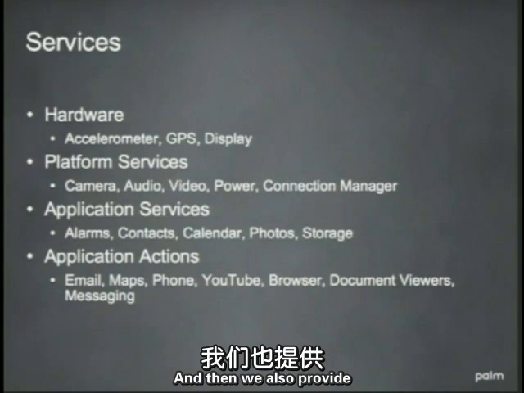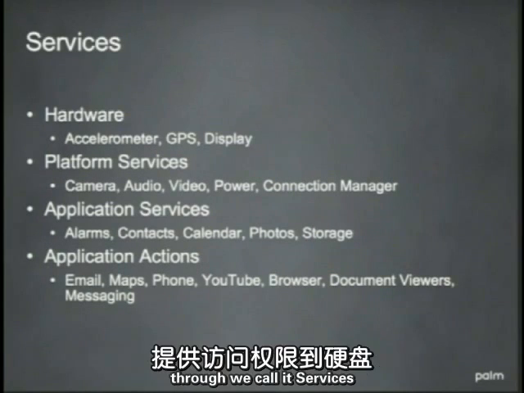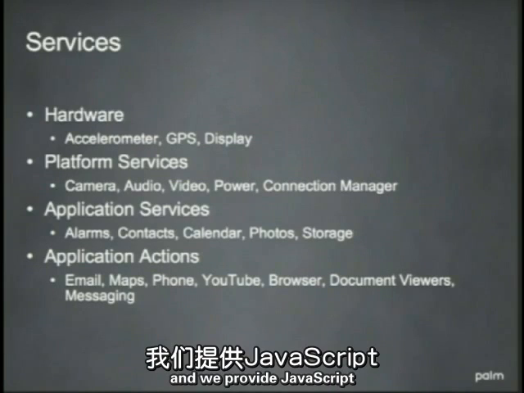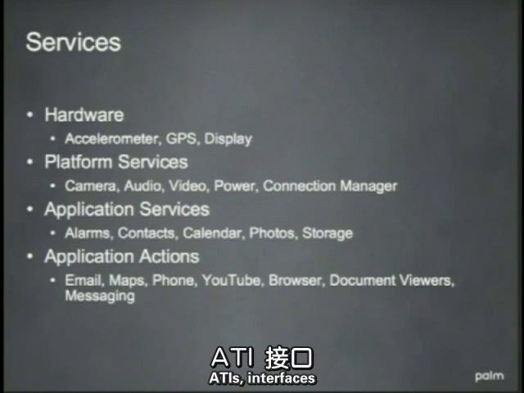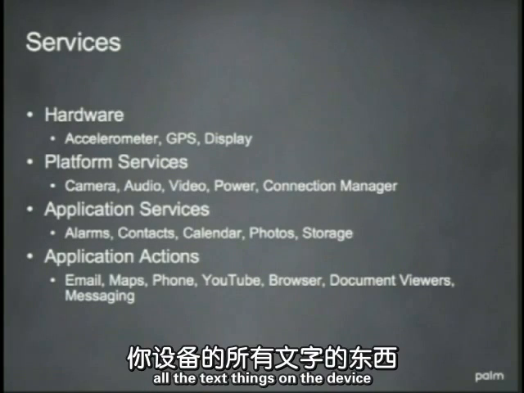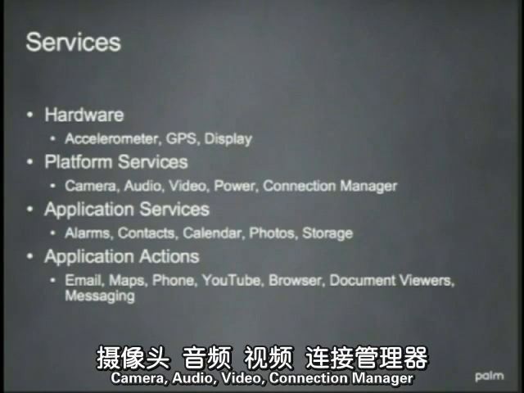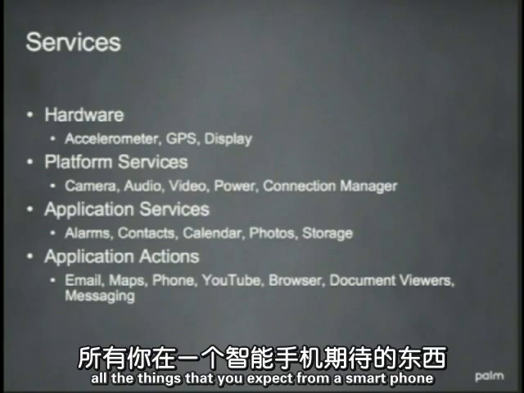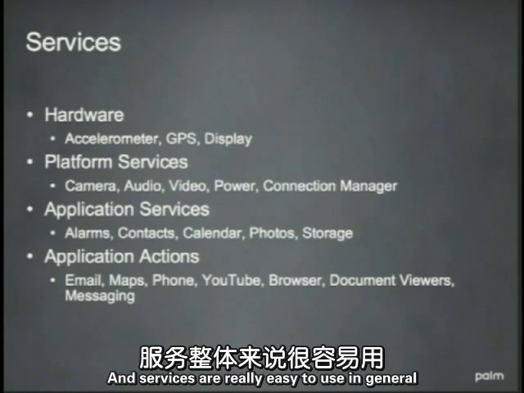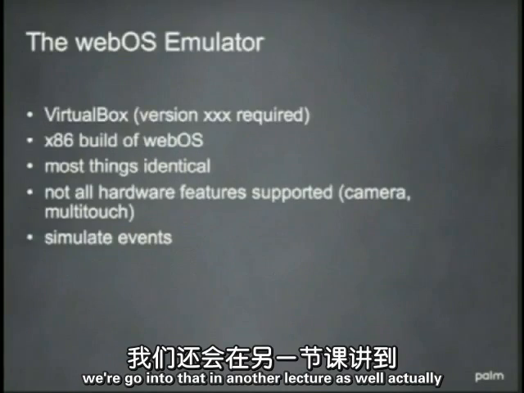And then, to really make the applications more native, we provide access to hardware through what we call services, and we provide JavaScript APIs or interfaces which let your application access all these types of things on the device, like the accelerometer, GPS, display, camera, audio, video, connection manager, quite all the things you'd expect from a smartphone. Services are really easy to use in general. We'll go into that in another lecture as well.